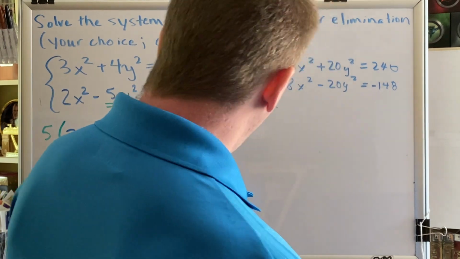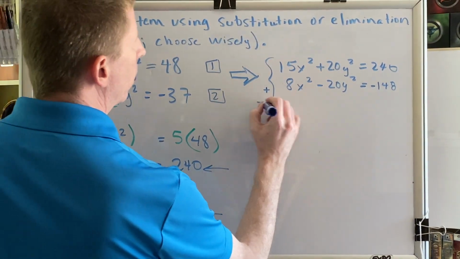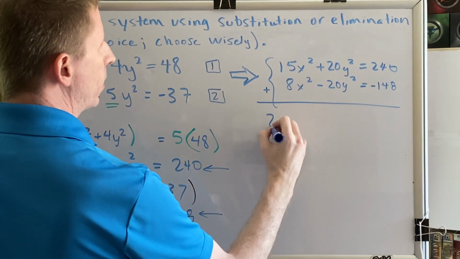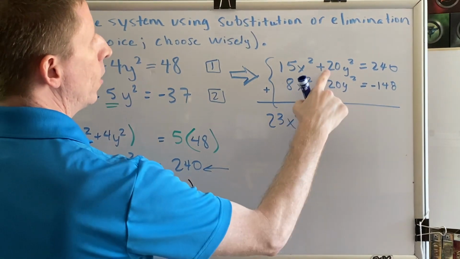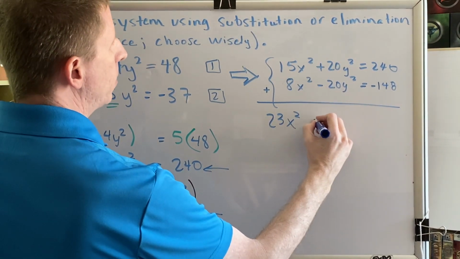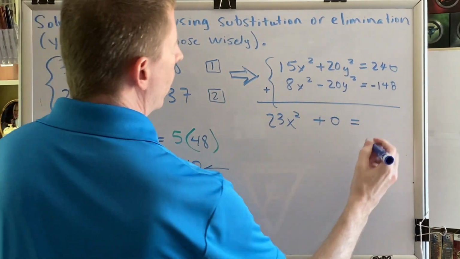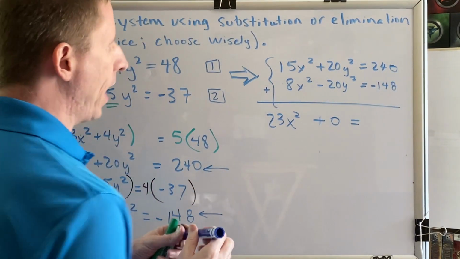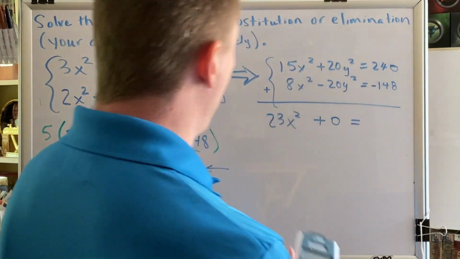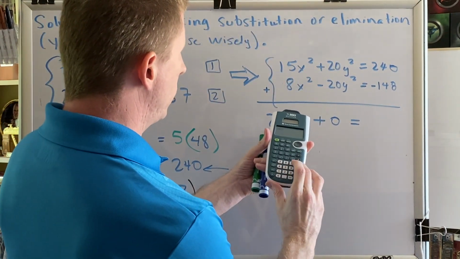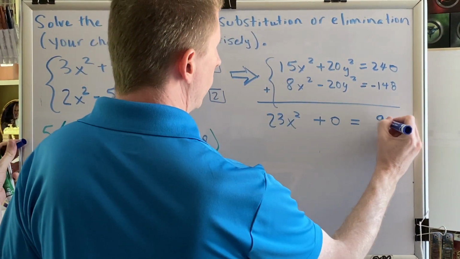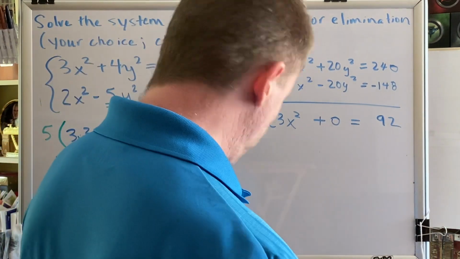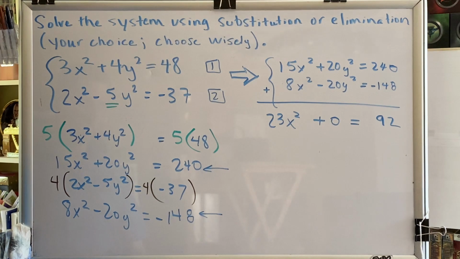All right, so when we add our two equations together, 15x squared plus 8x squared makes 23x squared. Notice the variable part does not change, but the coefficients are added. 20y squared and negative 20y squared combine to make 0. And 240 minus 148 is 92. But we'll check it with a calculator just to be certain. 240 subtract 148 is 92. Okay, so we've made some progress in solving our equation.